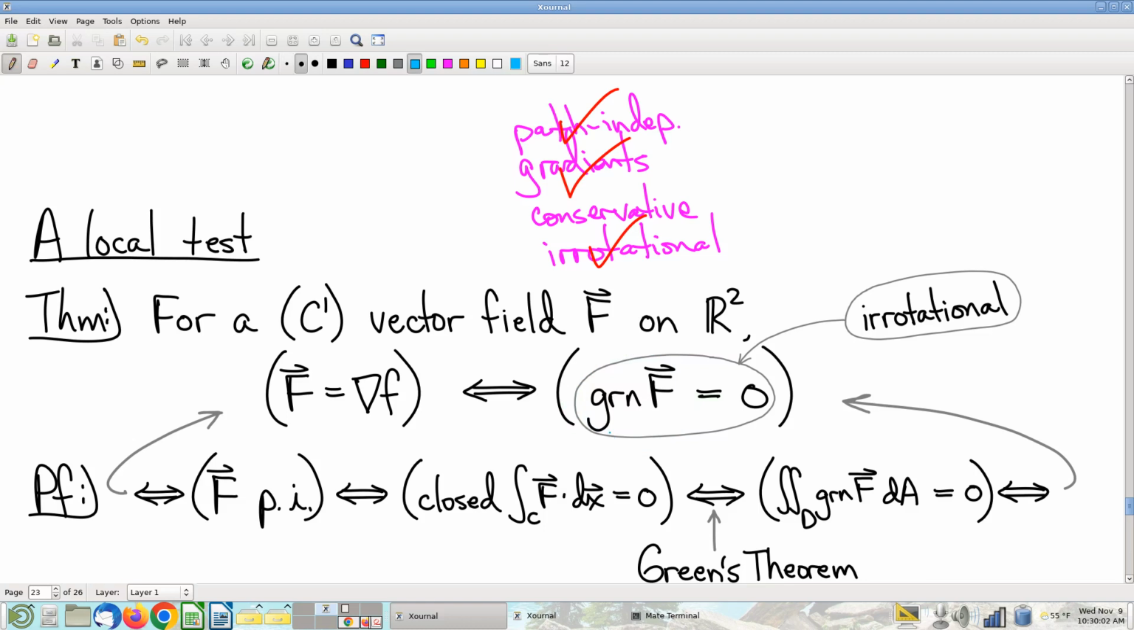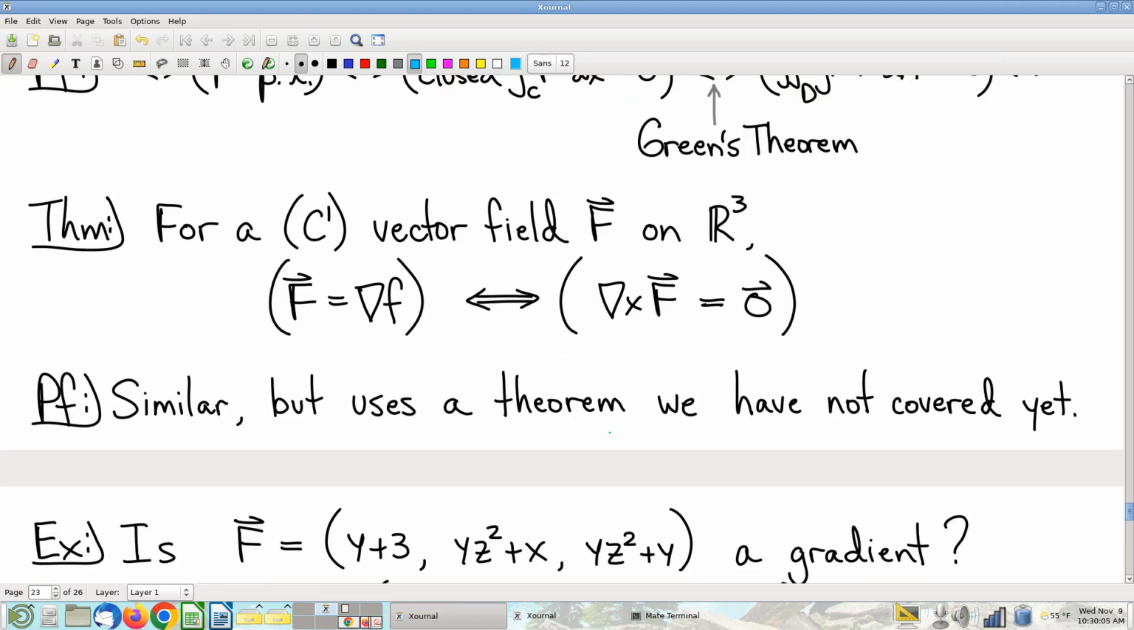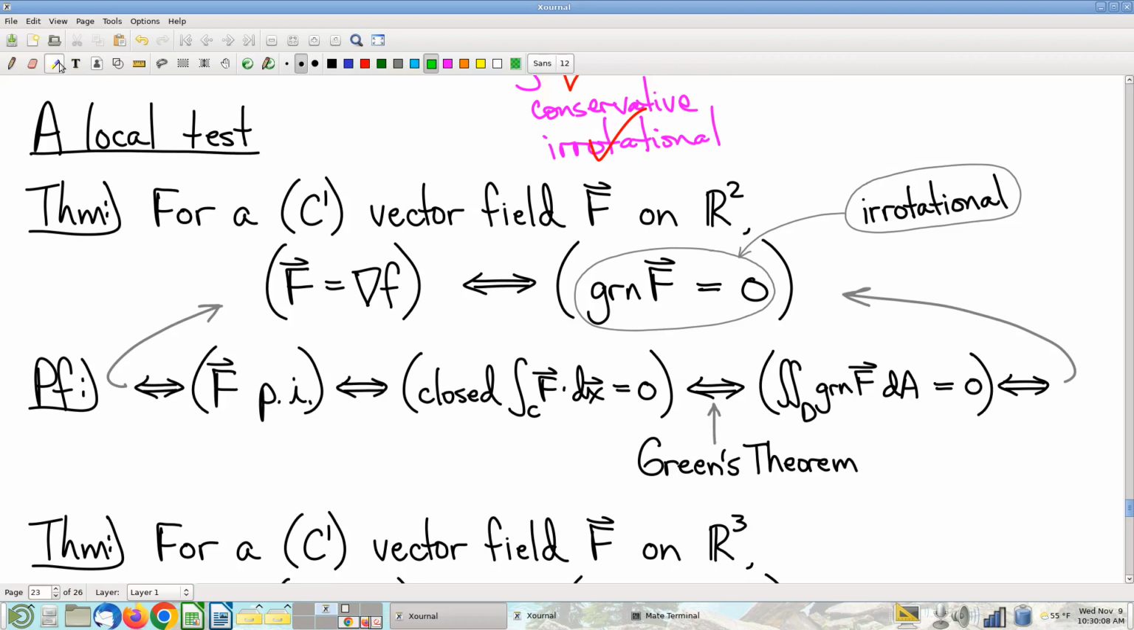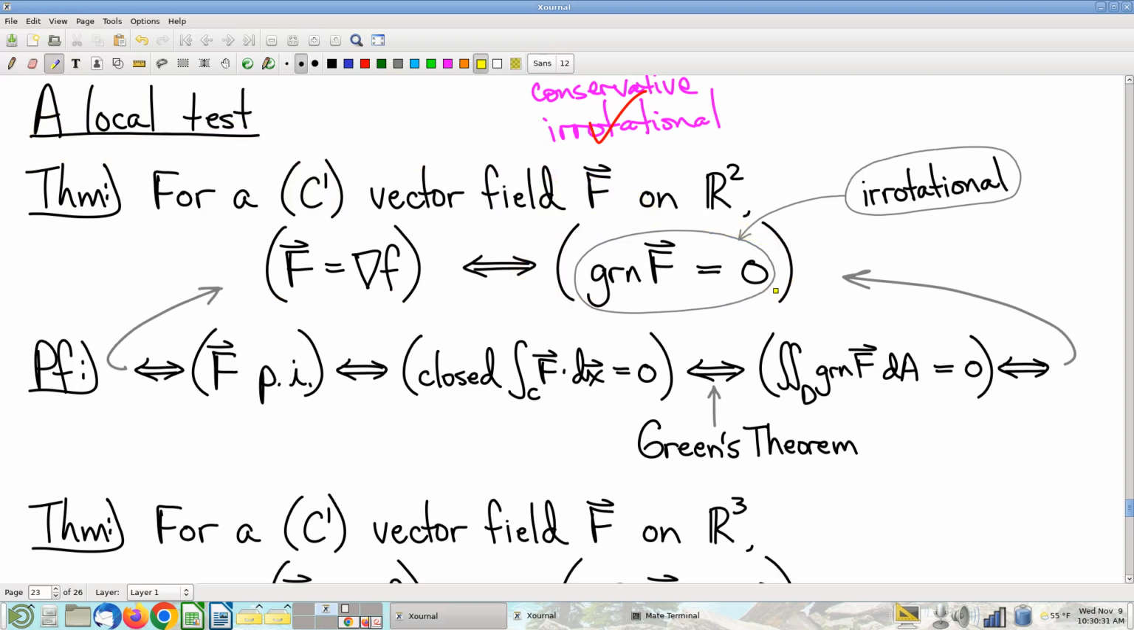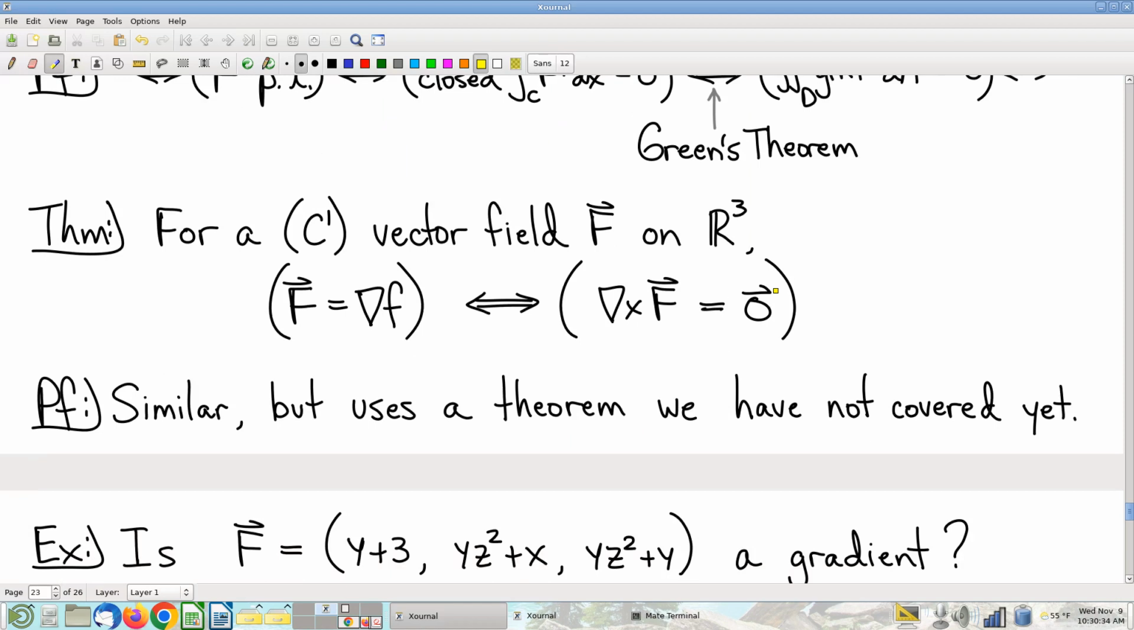All right. Now, everything that we did up here is two-dimensional. This is all in R2. Green's operator is only defined if you're talking about a vector field that's in R2. So let's ask the question now: is there a three-dimensional version of this? Is there a local test for something being a gradient if we're in 3 dimensions instead of 2? Yes, absolutely there is, and here's what that test is. The local test is curl being 0. That tells you that the vector field is a gradient.